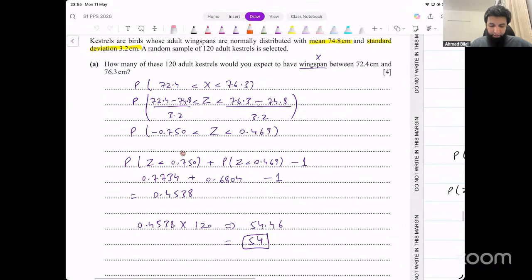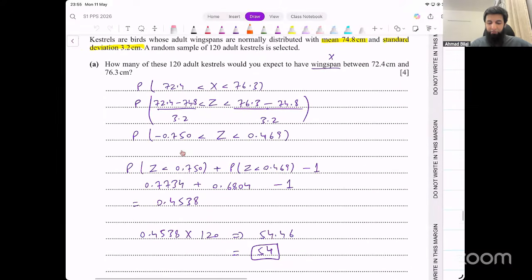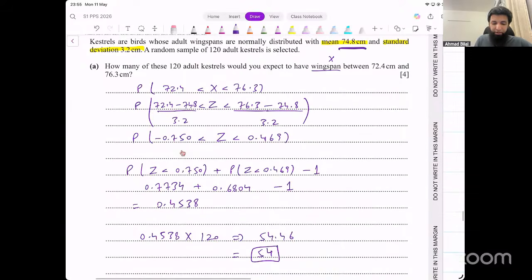Okay, in this it says crystals are birds whose adult wingspans are normally distributed with mean 74.8 in standard deviation.